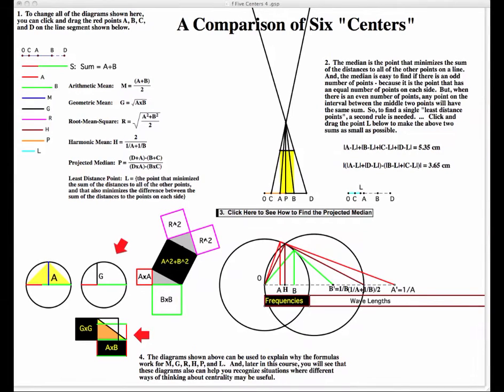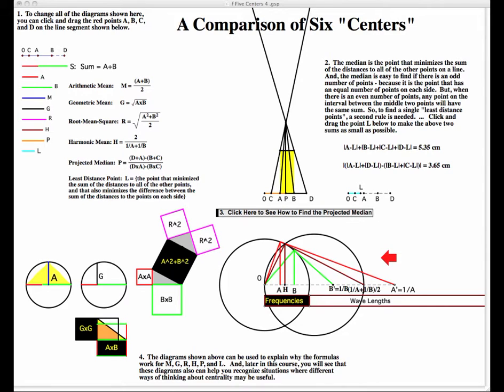Now, here are 2 pictures of the geometric mean. Both diagrams show that G times G is equal to A times B. Then, this 4th picture shows that the root mean square is found by finding the sum of A squared and B squared, and then finding 2 squares that are the same size that have the same sum.